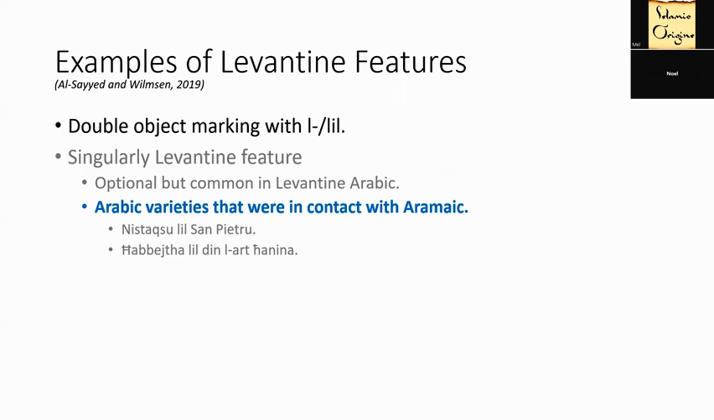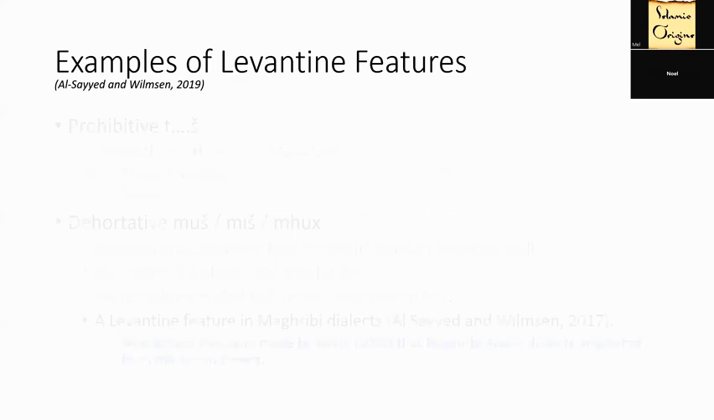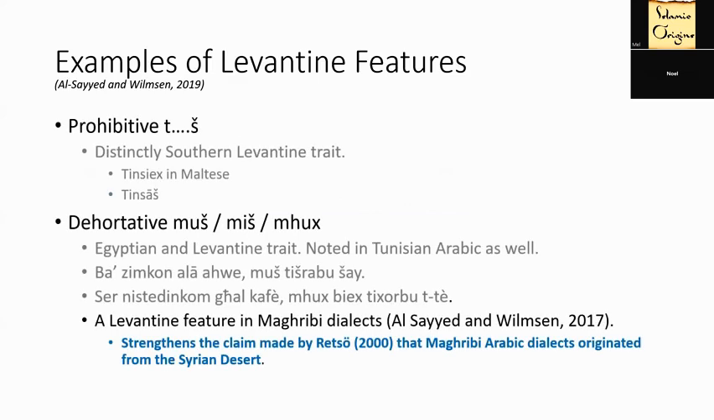But if we look at here, Al-Sayed and Wilmsen go deep into these Levantine features in Maltese. And as we saw in episode 3a, there are various Levantine features, such as the object marking with L or Lil, and the prohibitive T ash, which is like the negative, right? Or the hortative mush, mish, and mush. And this is interesting because these features are also found in pre-Hilali Maghrebi dialects.